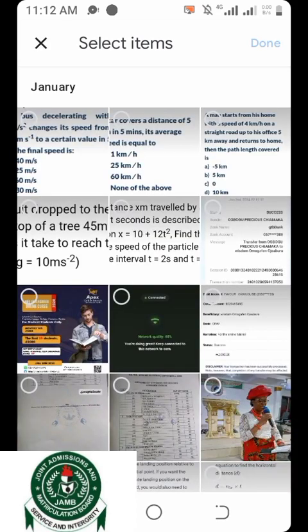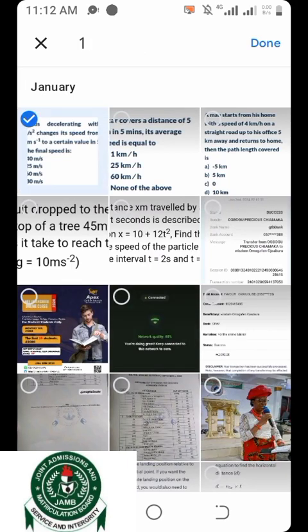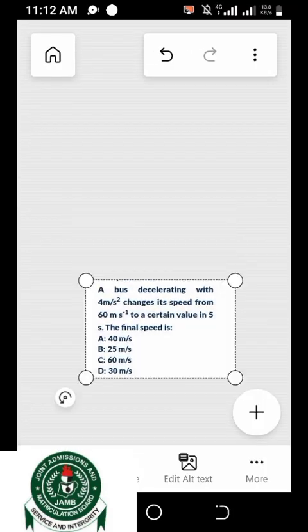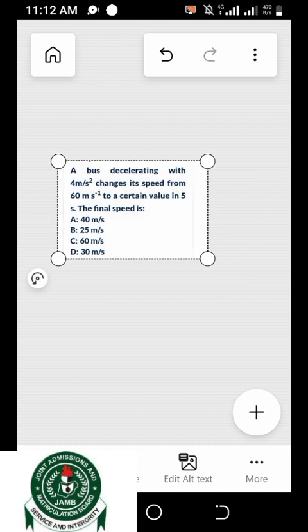Okay, let's take this question. Okay, so we have a bus decelerating. What does deceleration mean? That means reducing. So deceleration is minus. That means we have our acceleration as minus 4. Take note. So acceleration as minus 4 meters per second square. So change with the speed of 60. Speed can also be seen as velocity, right?